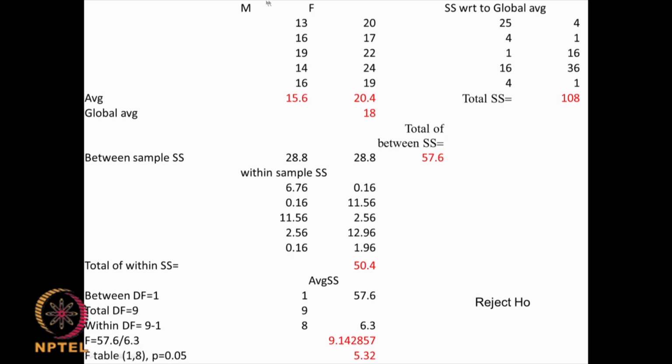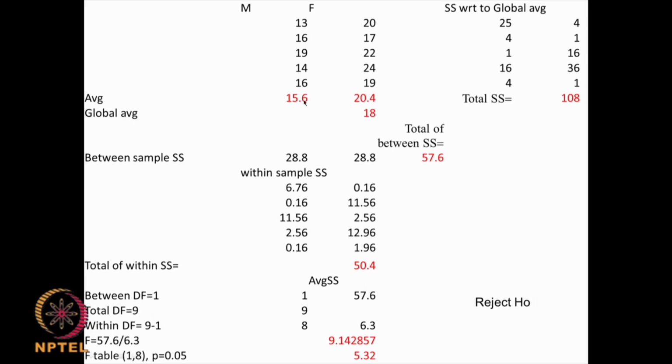So, these are the numerics of this. I have the time taken by the male rats in minutes, and the time taken by the female rats in minutes. I take the average, sum it up, divide by 5, sum it up, divide by 5. Now, the global average will be sum it up, divide by 2. Okay. So, between sample sum of squares, how do I do?